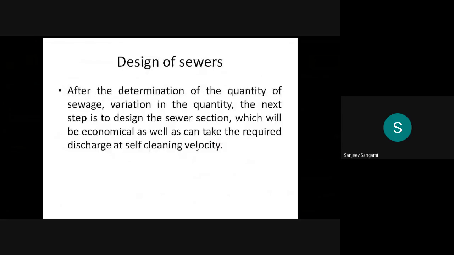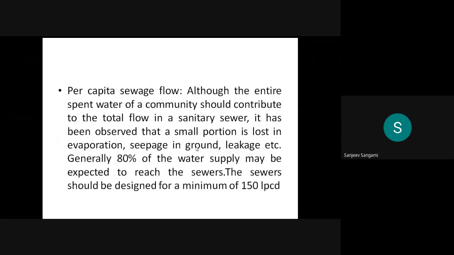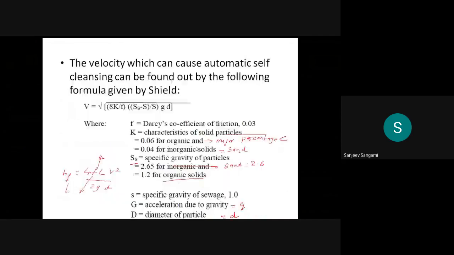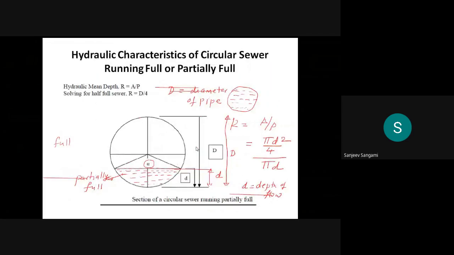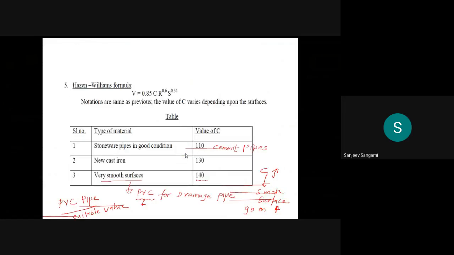Now we also did the design of sewers. In that we discussed the Shields equation to calculate the velocity, and we solved one or two problems also. We have discussed some of the empirical formulas related to the sewer running full or partially full. Then we discussed the Hazen-Williams formula. It has its own importance in distribution networks also.